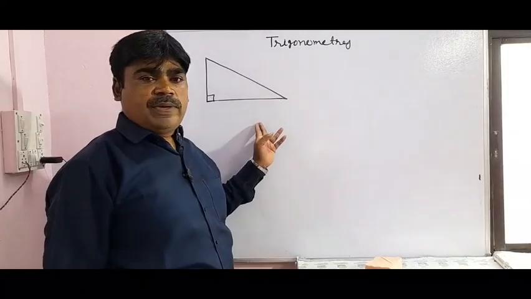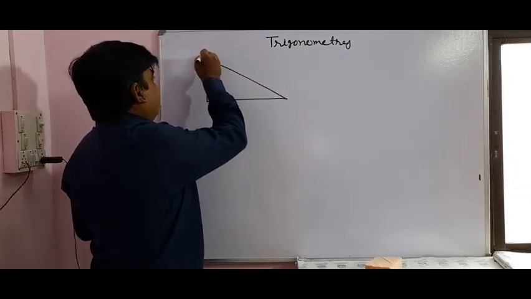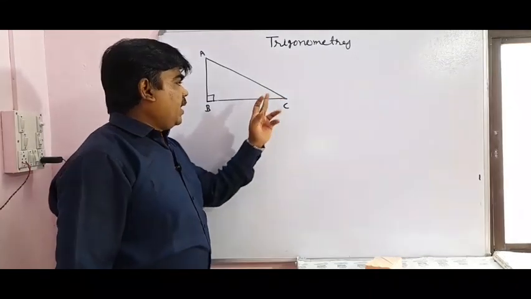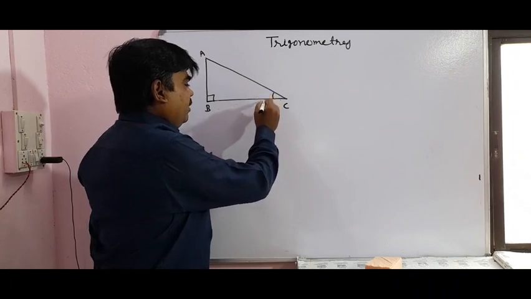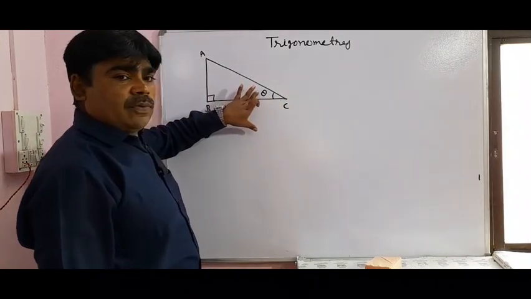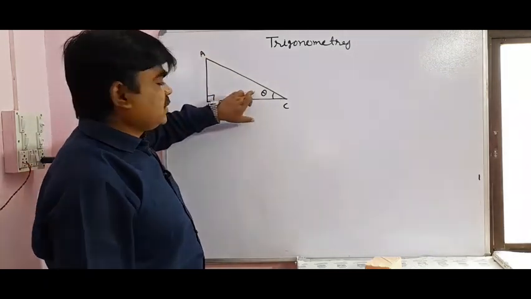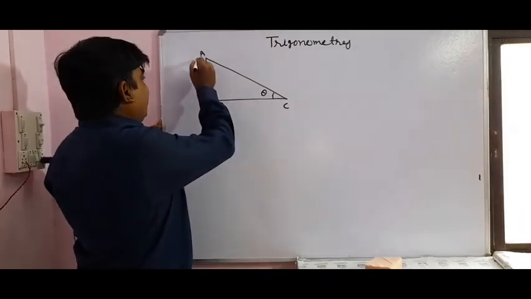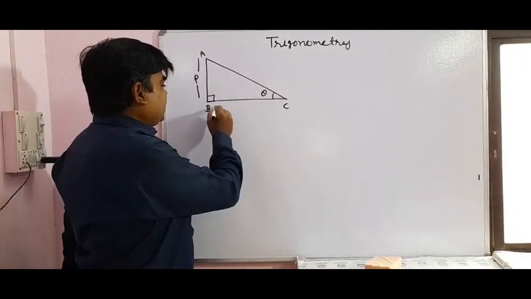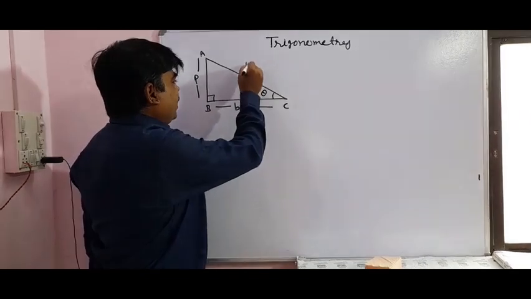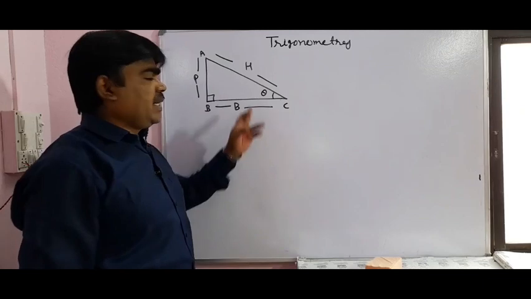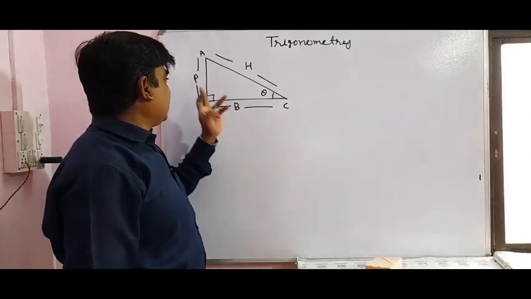So we have this triangle. You can name it ABC. And if we have this angle, and the measure of this angle is theta, we are taking a theta. For this theta, the side opposite to this angle is called perpendicular. This is perpendicular and this side is base and this is hypotenuse. This side is always hypotenuse, this is base and this is perpendicular.